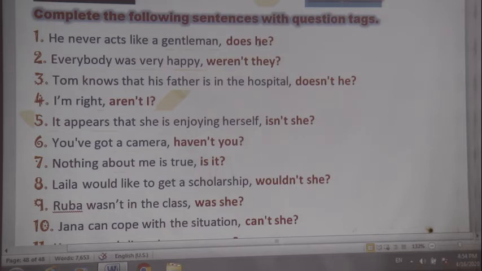Only important note here, always use the contraction form. For example, don't say is it not, say isn't it? So we don't say is it not, we say isn't it?